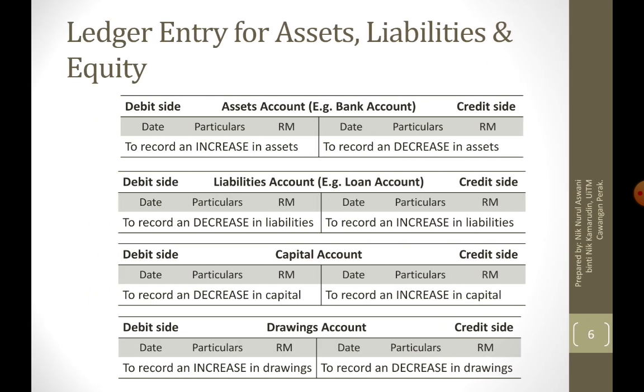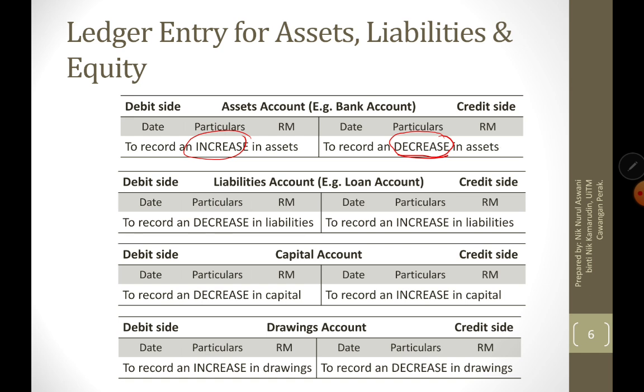Okay, you will do the same thing for other transactions. For asset and expenses, if it is increased, then we will record it on the debit side. If it is a decrease in asset, we will record it on the credit side. You look here. For asset, if increase, we record it on the debit side. If decrease, we record it on the credit side.